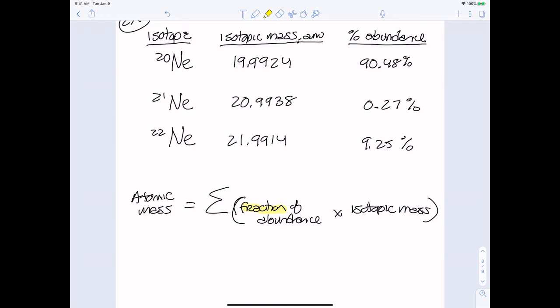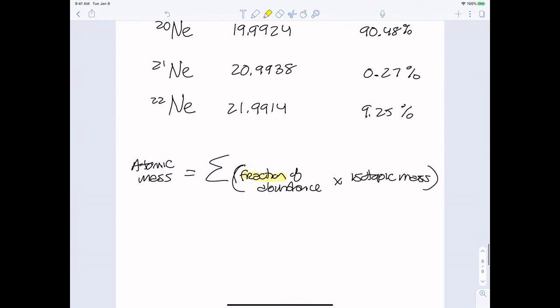I'm going to take that and multiply it by its corresponding mass. So 0.9048 multiplied by 19.9924. And then I'm going to do that for all of them. I'm going to unpercent it, so 0.0027 multiplied by its mass, 0.0925 multiplied by its corresponding mass, and then I'm going to add all of that together. So let's set that up.